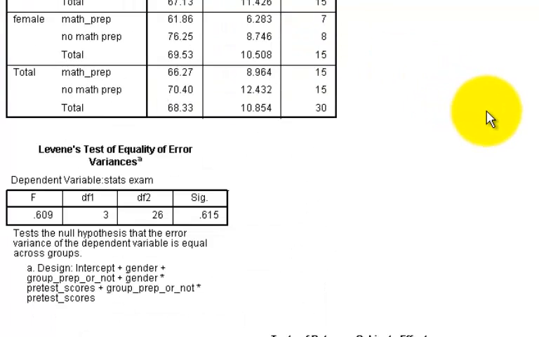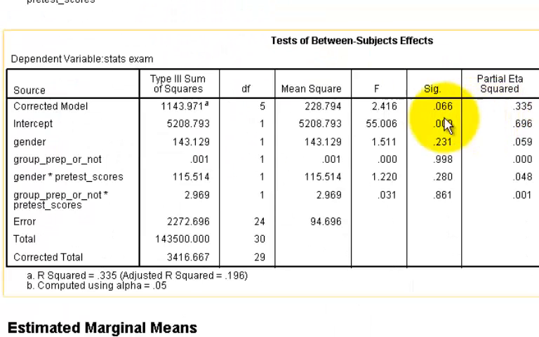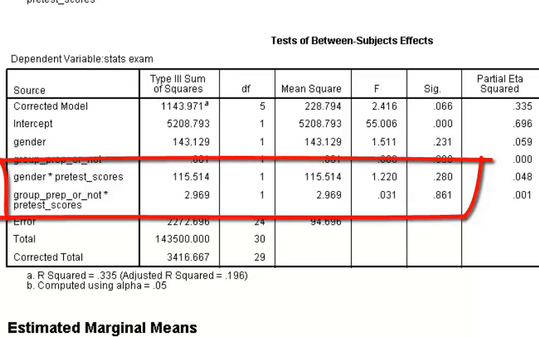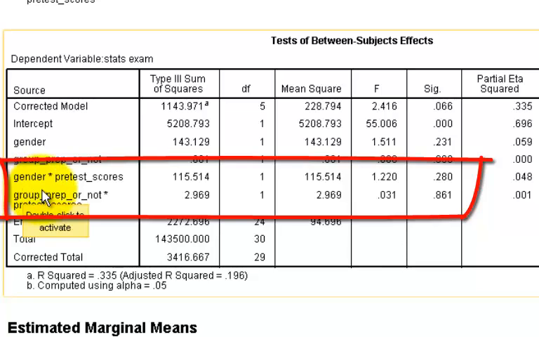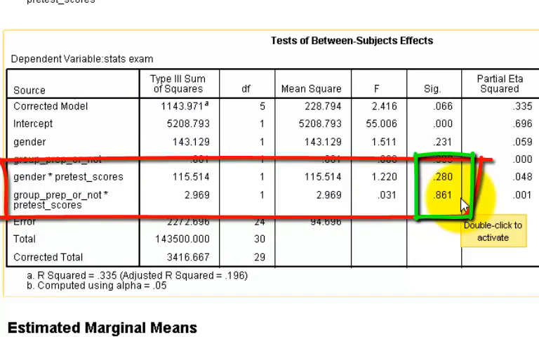Okay, it basically just ran another ANCOVA for us, but we're just going to look at this box right here. Very, very important. Strictly for the homogeneity of regression assumption, the only thing that we're going to look at is the interaction terms. We do not want significance. The interaction between gender and pretest, no significance. Interaction between group or not, no significant difference. So therefore we did not violate the homogeneity of regression rules.